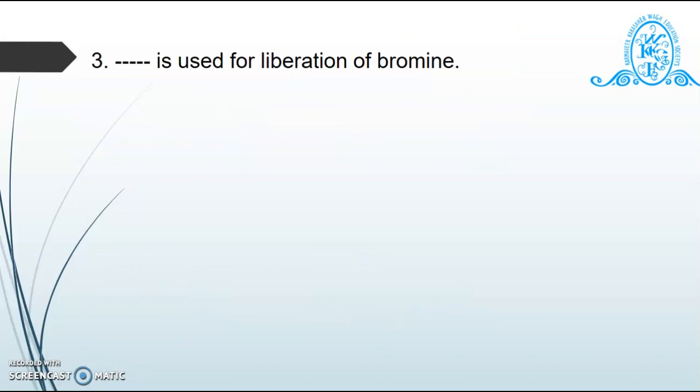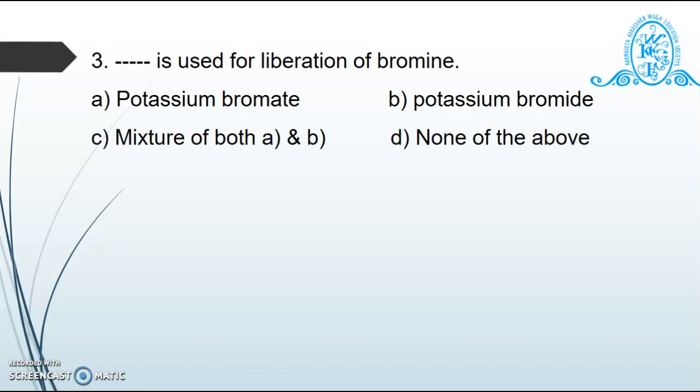Next question is, what is used for liberation of bromine? And your options are A. Potassium bromate, B. Potassium bromide, C. Mixture of both A and B, or D. None of the above. So your answer for this question is C. Here we use a mixture of potassium bromate and potassium bromide for the liberation of bromine.